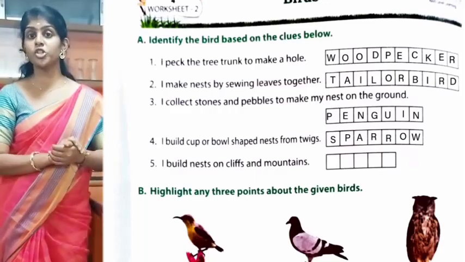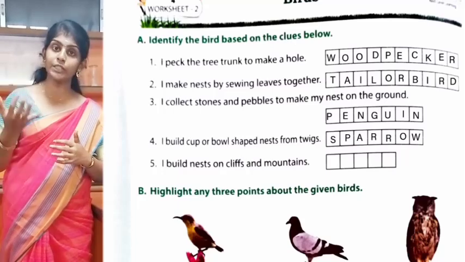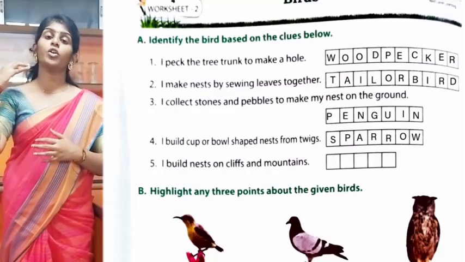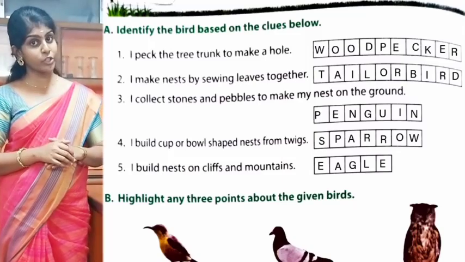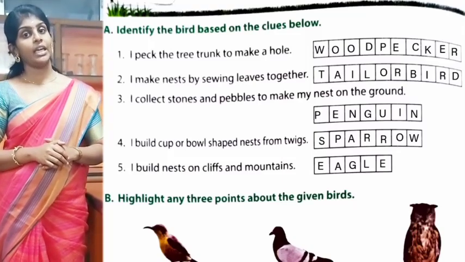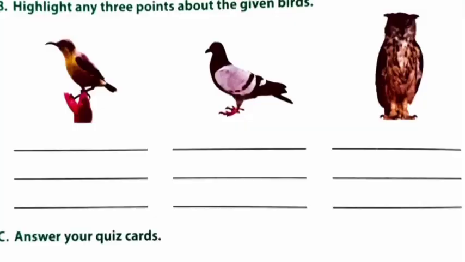So the bird which builds nest on top of the mountains or hilltops like cliffs, and on top of the trees are eagle. So what is the spelling of eagle, children? E-A-G-L-E, eagle. Next, we have to write few points about the bird which is mentioned in the picture.